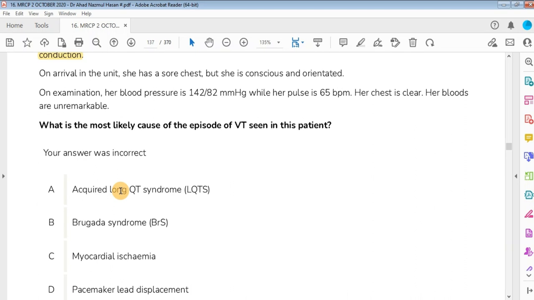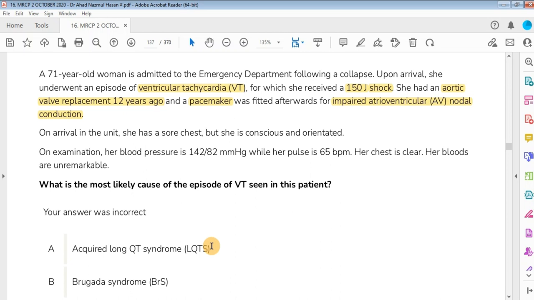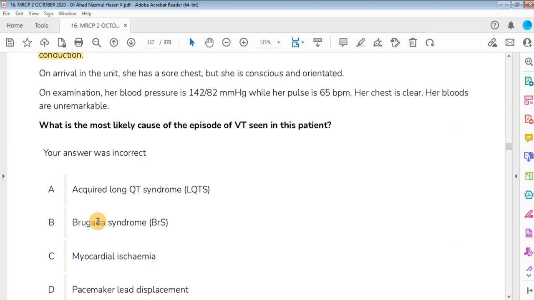Acquired long QT syndrome will have a long QT interval, and this often occurs following drug therapy like erythromycin, clarithromycin, or sotalol. But that history is absent here, and there is also no mention of the QT interval. So can anyone tell me the ECG findings in Brugada syndrome?